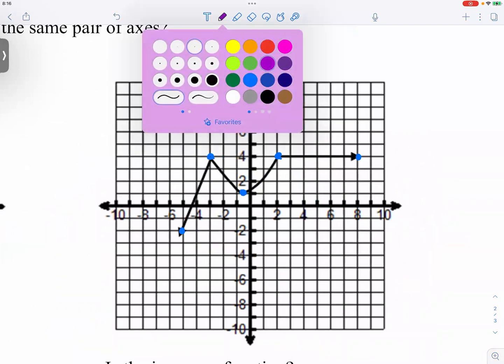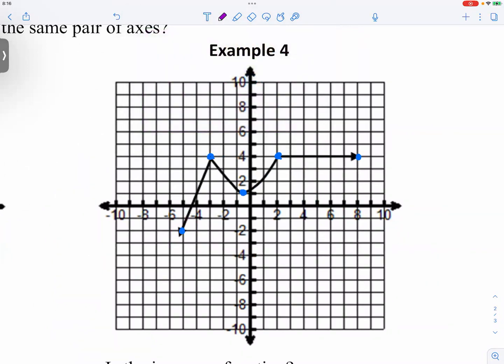Let's start with the point all the way to the left right here. That was (-5, -2), so you should have a point at (-2, -5). And then the next point that it connects to is (-3, 4), so therefore you should have a point at (4, -3), and they should be linked up together. Then you have a point right here at (-1/2, 1), so that means you should have (1, -1/2) as the little vertex right there.